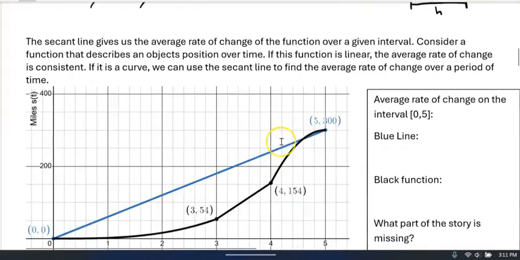Moving on. The secant line gives us the average rate of change of the function over a given interval from any place to any place. Consider a function that describes an object's position over time. If this function is linear, the average rate of change is consistent.